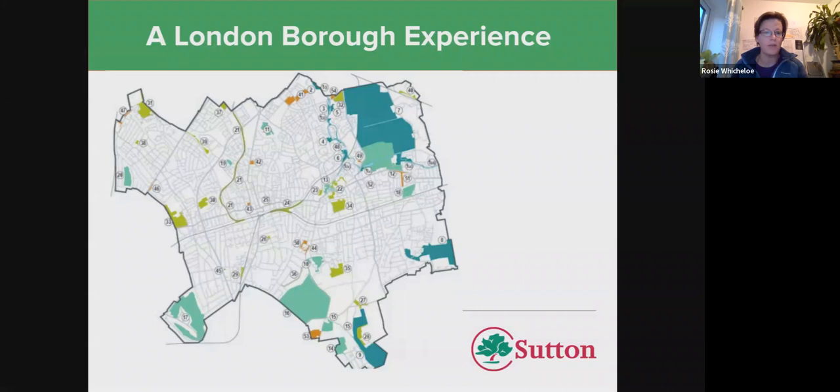And it has a section of the River Wandle, which is a really important strategic green corridor within the borough. And it's very close to Beddington Farmlands, which is a strategic scale restoration project on a landfill and Thames Water site. So that gives you a flavour of what Sutton is like, and I definitely think it influences how Sutton's approach to biodiversity net gain has developed, because of the nature of the borough.